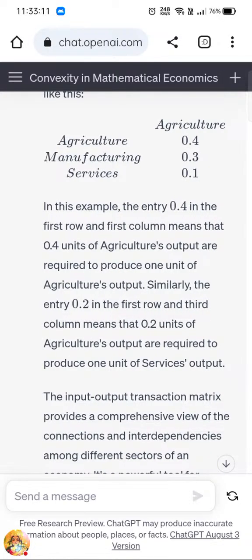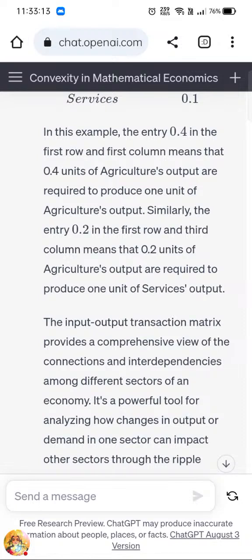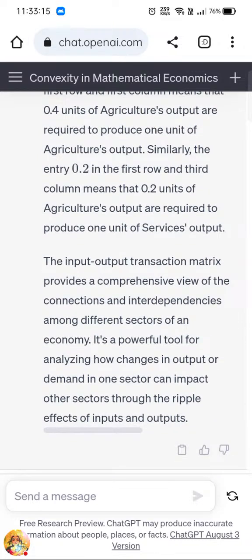So the input-output transaction matrix provides a comprehensive view of the interdependencies among different sectors of an economy. It's a powerful tool for analyzing how changes in output or demand in one sector can impact other sectors through the ripple effects of inputs and outputs. So I think you will get all these things without any confusion.